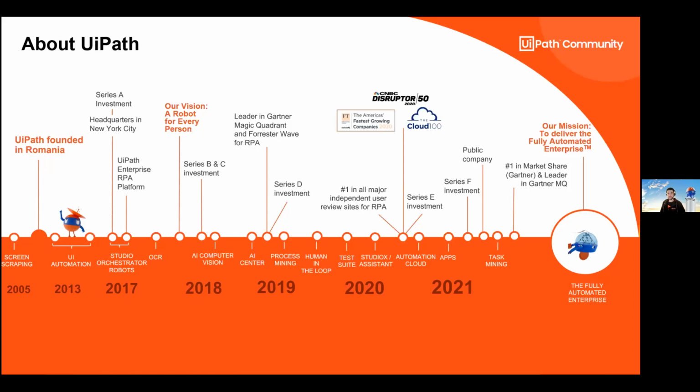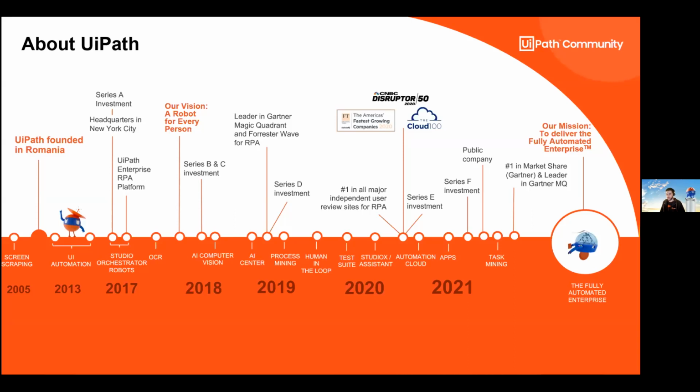And then it was selected as a CNBC Disruptor 50 in 2020, and one of the Cloud 100 fastest growing companies in 2020. And lately, one of the biggest things that has happened is that UiPath is now a publicly traded company on NASDAQ. So you can actually go and buy stocks of UiPath if you want and be part of the automation journey, not only as automating, but also having shares of UiPath.